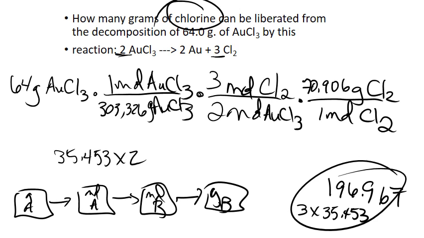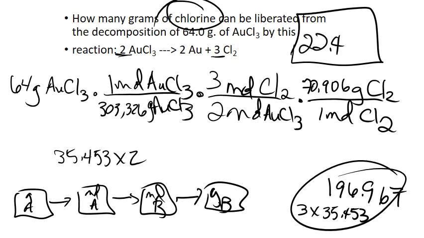Now that we have all those numbers filled in, we have to do the math. We're going to start with 64, then divide by 303.326, multiply by the 3, divide by the 2, and multiply by the 70.906, because you multiply across the top and divide by the bottom. In the end, I'm going to put my answer up here. I got 22.44 grams of Cl2. So that's my answer. All right, let's try another one.